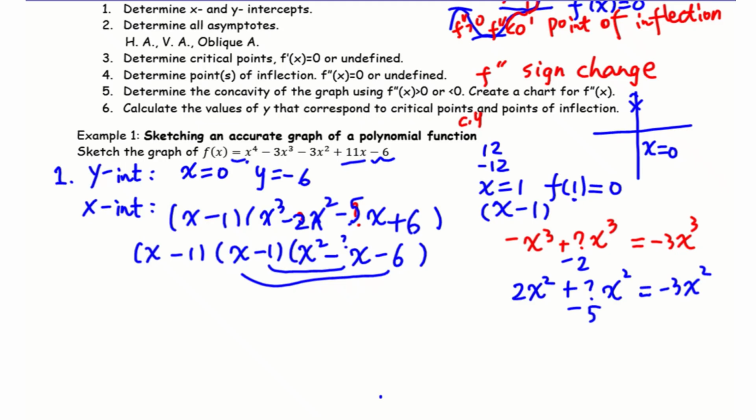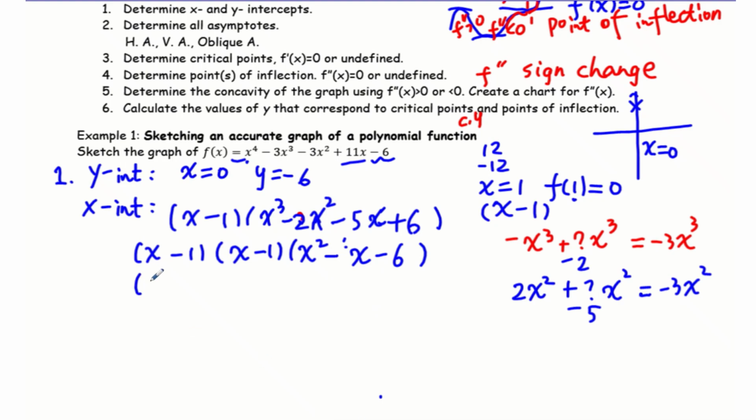So it works. So I will rewrite it properly. So it's minus 5x. And here is minus x. Then continue. The third bracket, we want to factor it again.